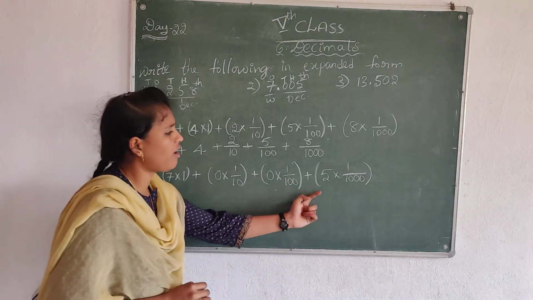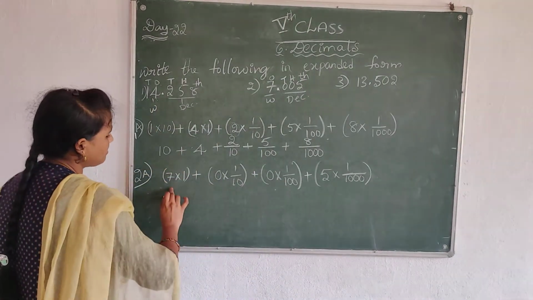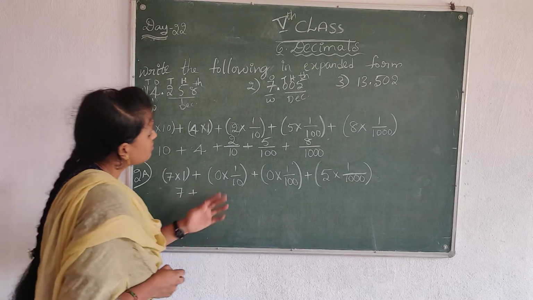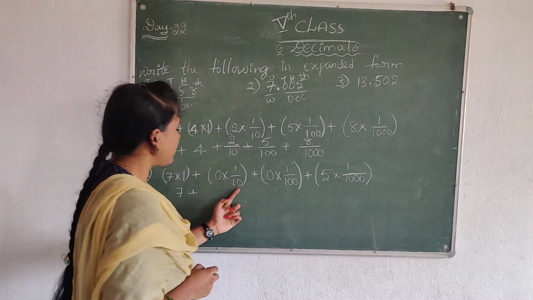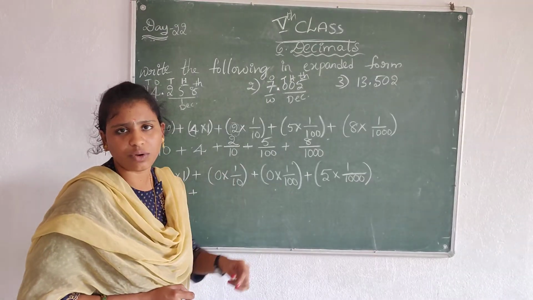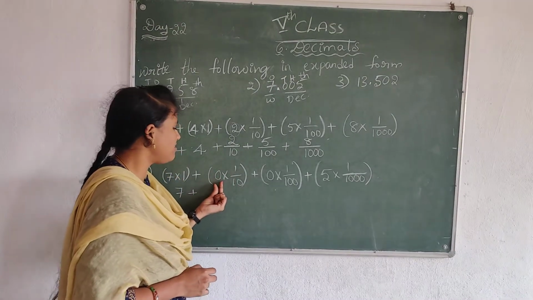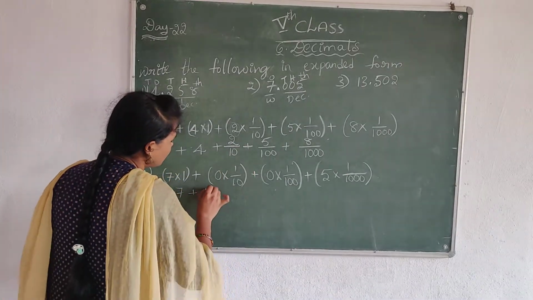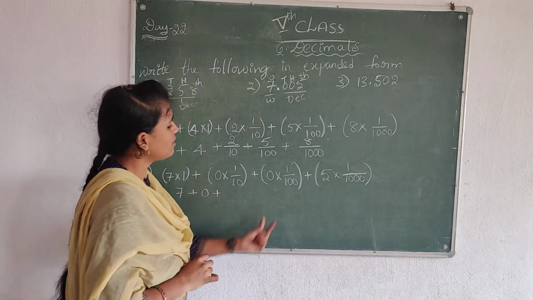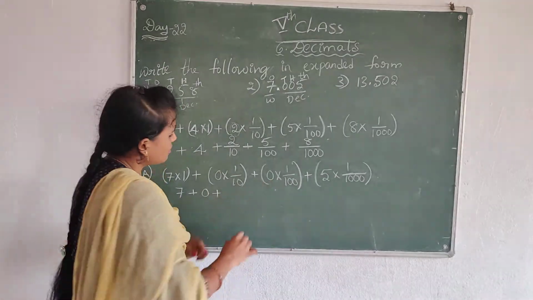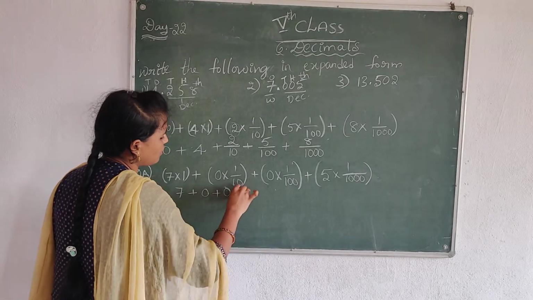After you simplify the brackets, 7 ones is 7 plus 0 into 1 by 10. If you multiply with 0, the product will be 0. So the answer is 0 plus, what is this? This is also multiplying with 0. That's why this is also 0.